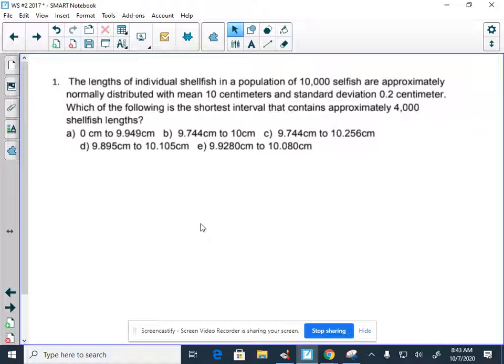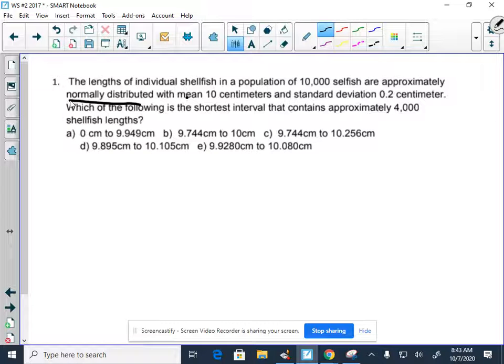All right, let's see if we can do this one on shellfish. So this one's a little bit different. It says the lengths are normal. They give us a mean and a standard deviation. As soon as you have that, this is a multiple choice question.